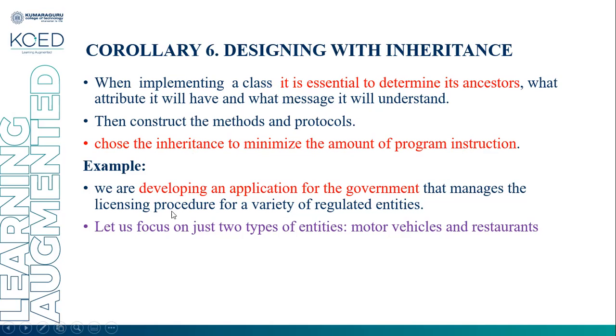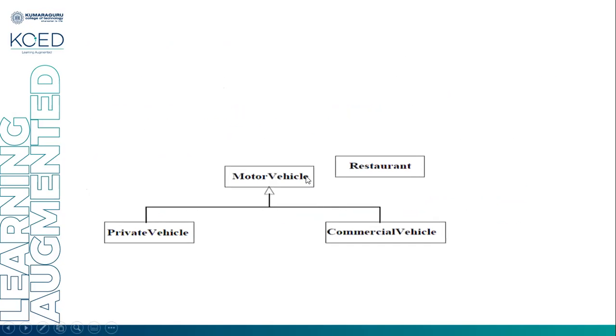Example: when developing an application for the government that manages the licensing procedure for a variety of regulated entities, let us focus on two types of entities. One is motor vehicle, another one is restaurants. See the diagram. Restaurant is one entity, motor vehicle is the other entity. This is for the licensing procedure.